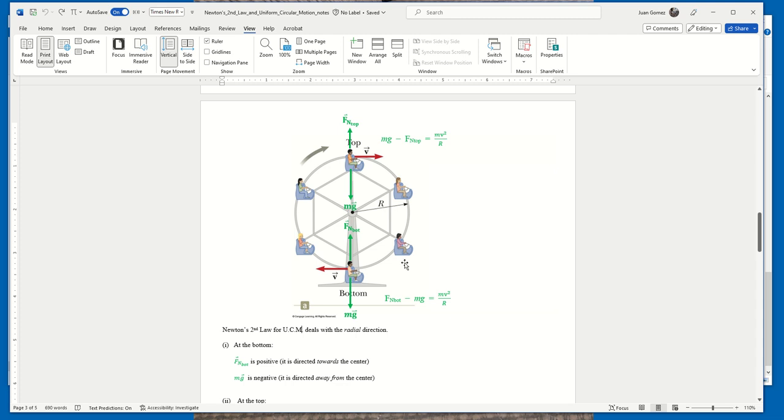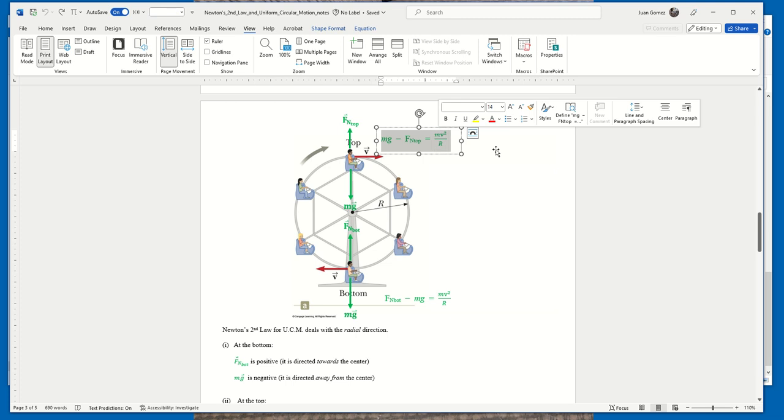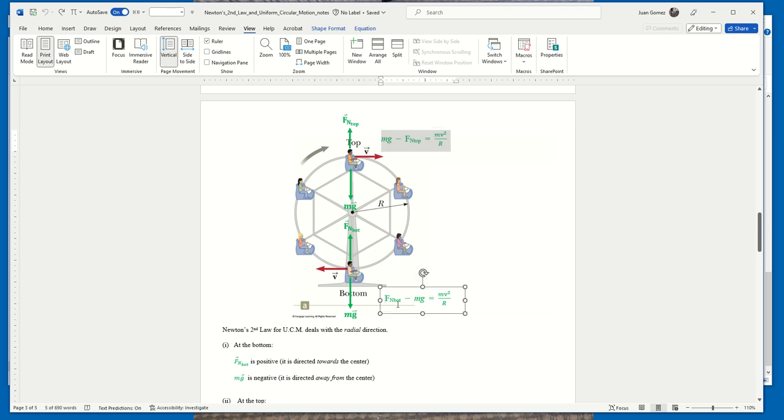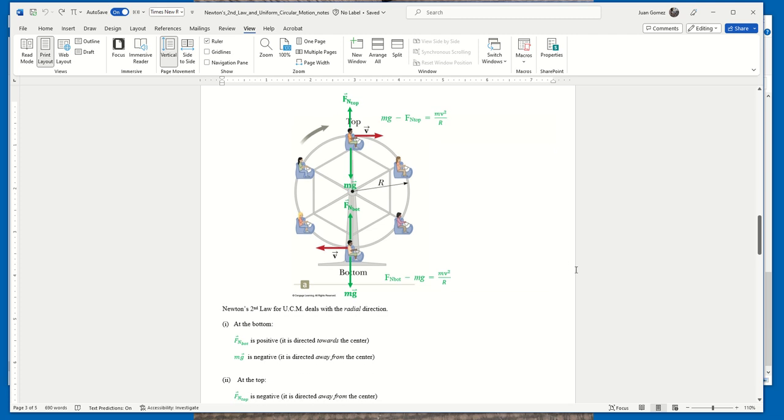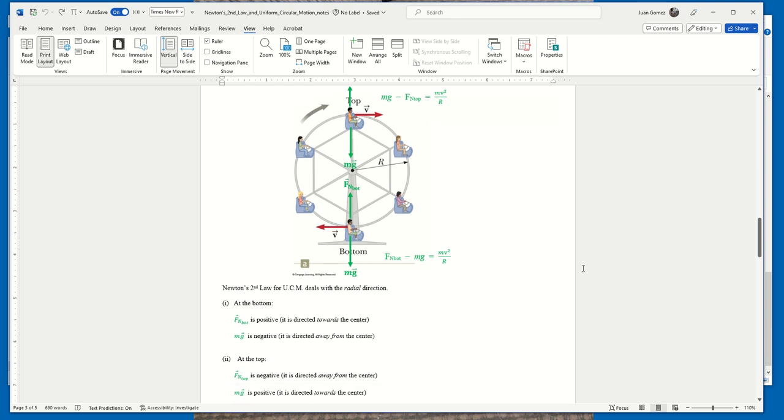You want to think outside the box a little bit. Why is Newton's second law for UCM this equation when the rider's at the top, and why is it this equation when the rider's at the bottom? That's what you want to understand. That's what you want to come away with after viewing this video.